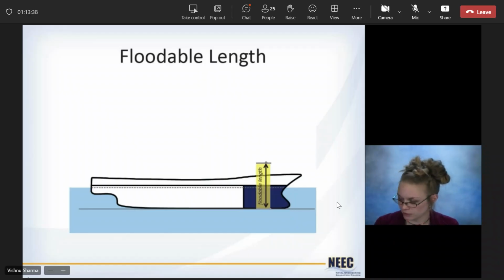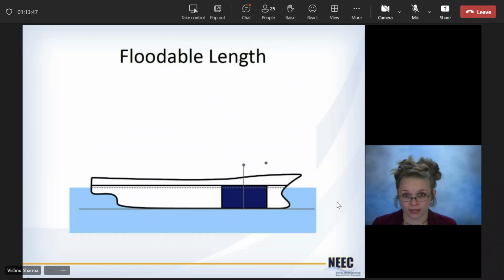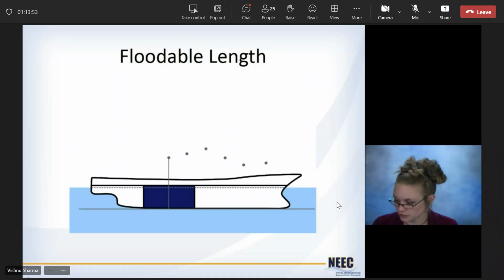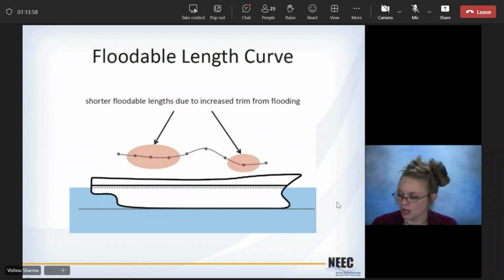You can take that floodable length and also plot it vertically. It's the same scale, and put that little dot there, right here. Okay, you can take this and then do the same thing all the way down the entire length of the ship. And you can see that it changes because the geometry of the ship changes. So you plot it along all the way down here and say, voila. If you connect the dots, you get the floodable length curve.